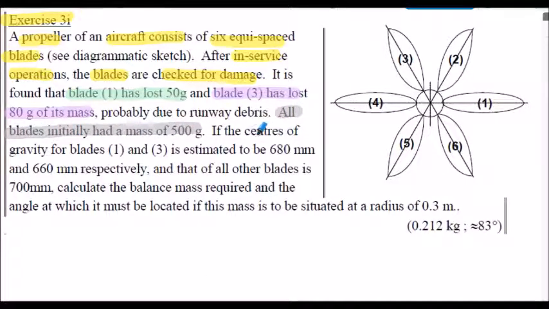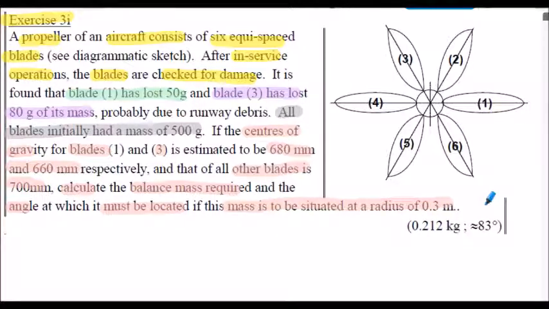So if the centres of gravity for blade 1 and 3 are 680 millimeters and 660 millimeters respectively, and all the other blades have a centre of gravity of 700 millimeters, we've got to calculate the balance mass required and the angle at which it must be located if the mass is to be situated at a radius of 0.3 meters. A lot of information there, and this time it's not explicit information.